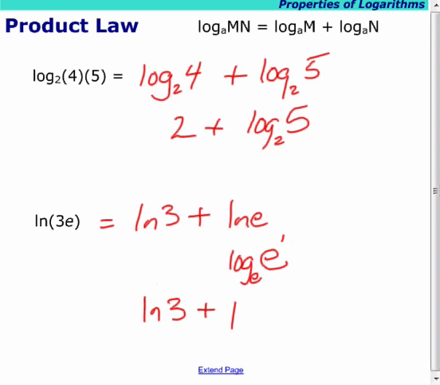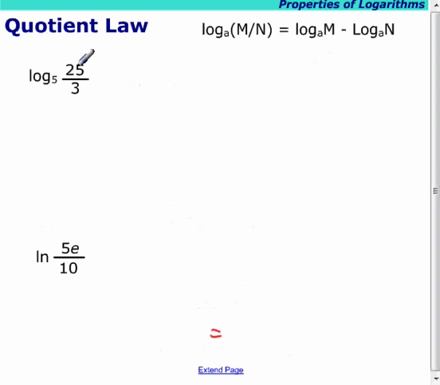So I'd have ln 3 plus 1. Again, I could figure out ln 3 on my calculator. It'll be 1 point something or other plus 1, and I could add those together to get a decimal answer. Or I could simply leave it at this point here. So that's product law. Quotient law, same thing.